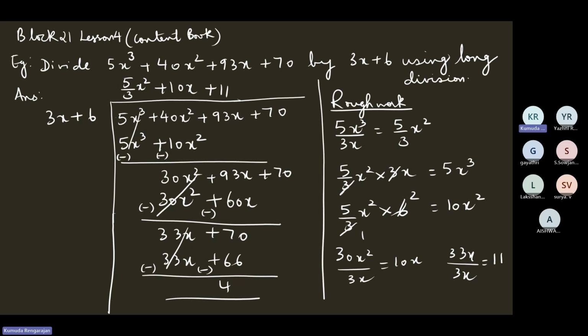So since the remainder is not 0, the dividend is not a multiple of the divisor. The divisor is not a factor of the dividend.